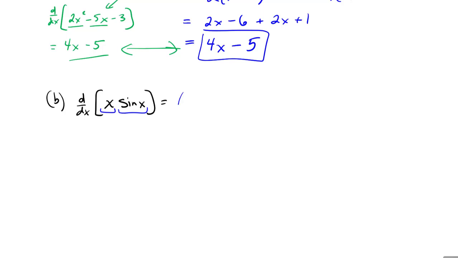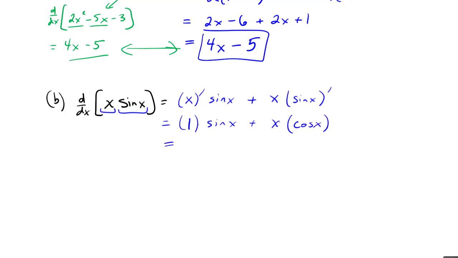So it would be the derivative of x times sine x as it is, plus x as it is times the derivative of sine x. Derivative of x is 1 times sine x as it is, plus x times the derivative of sine x is cosine x. So what do I get? I get sine x plus x cosine x. Okay, so that's how it worked.